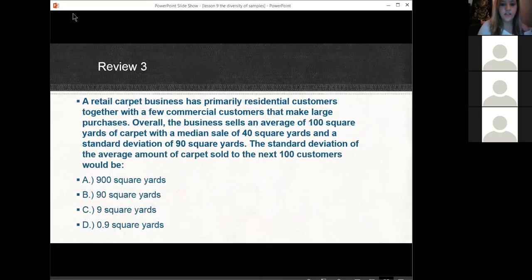All right, let's try another one. This is very similar. It's the same prompt, but now we're looking for the standard deviation of the average amount of carpet sold to the next 100 customers. This one's not as conceptual, it's more calculating. So go ahead and try this one out, and then we will review it.